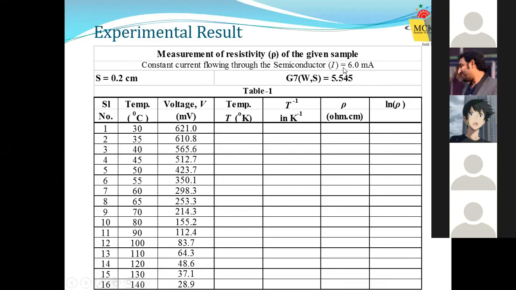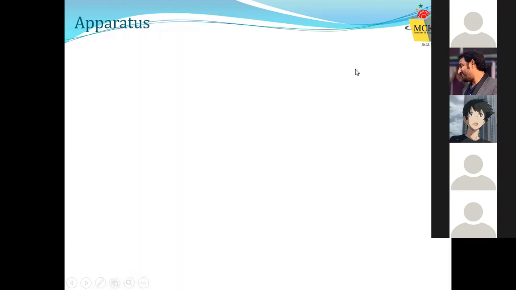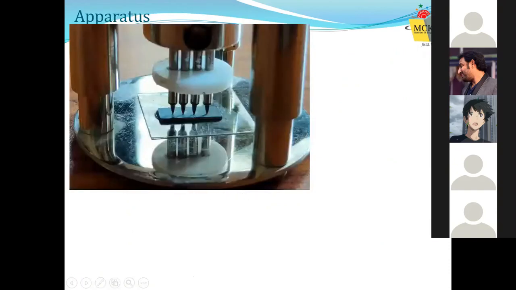So let us say the constant current flowing through the semiconductor is 6 milliampere, say for example. In your data sheet, it might be different. In this case, the current flowing through the semiconductor is fixed throughout. So V by I, the formula that was there, V by I into 2 pi S divided by G7. Apart from V, everything is constant. Let me go back to the formula a bit so that you can understand.